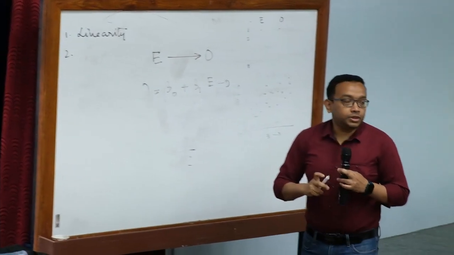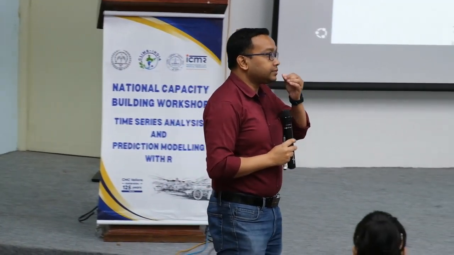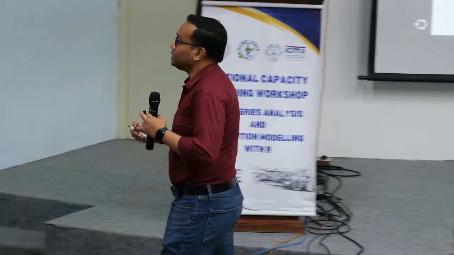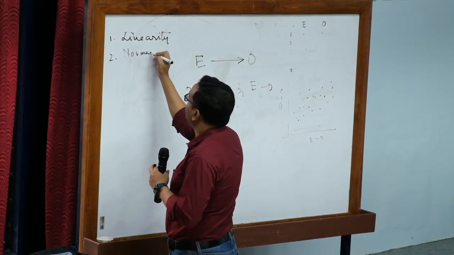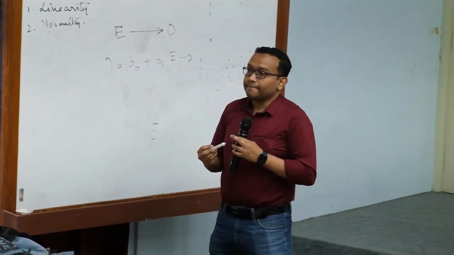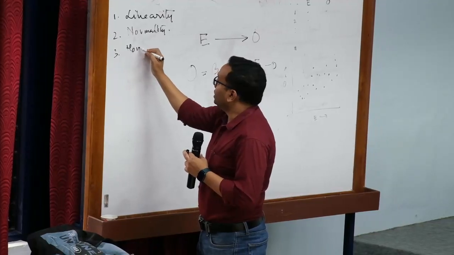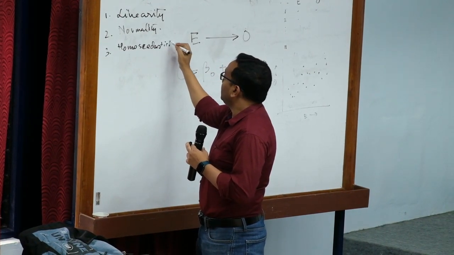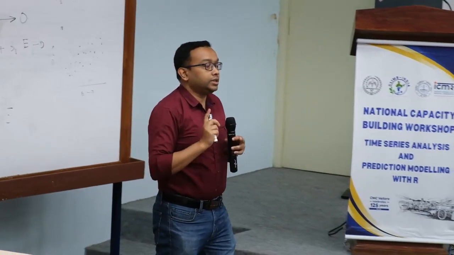So what other assumptions do you need for the linear regression to work? Normality. Okay, so I'll put it here, we'll come back to this. What else? Homoscedasticity. Okay, so that is just equal variance. What else? There is a very fundamental assumption which is more important than any of these.